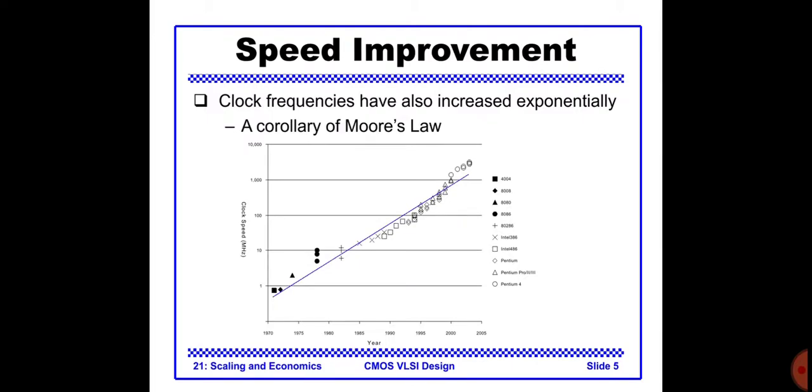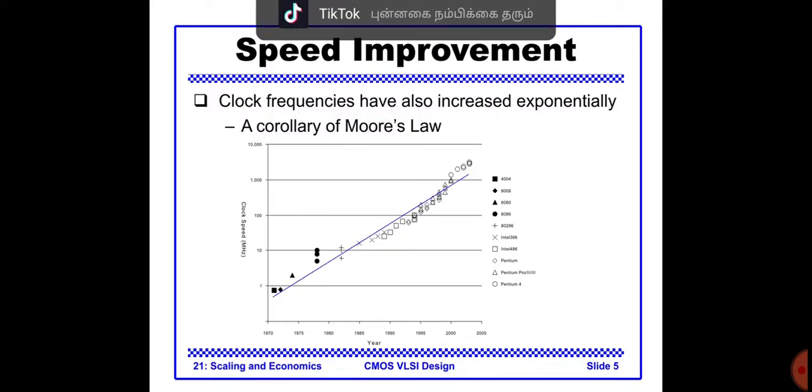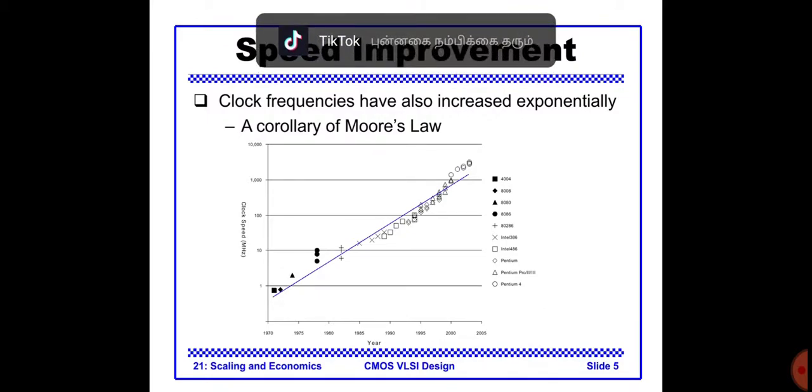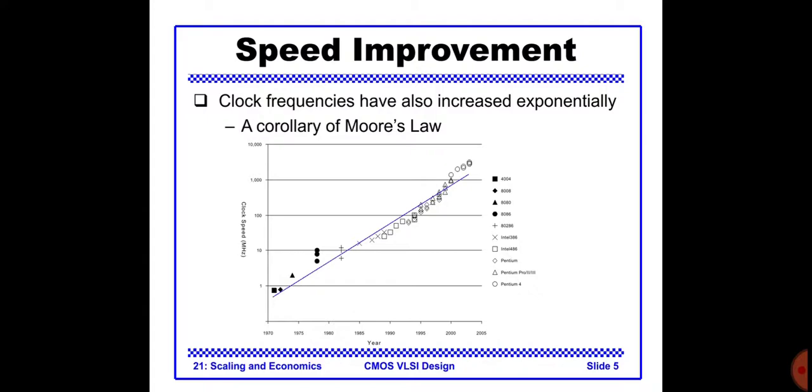The speed improvement: the clock frequencies have also increased exponentially, a corollary of Moore's law. Moore's law depending upon the year and the clock speed ranges. It is the basic building block of the speed improvement stages. The years are 1970, 1975, 1980, 1985, 1990, 1995, 2000 and 2005.